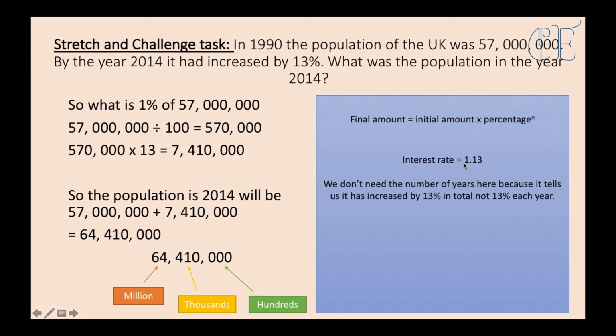Okay, so the interest rate would be 1.13, because you want the amount that we had in the beginning plus the 13%. And then we don't need the number of years here because it tells us it's increased by 13% in total, not 13% each year. So we don't actually need to use the n section, which is good. So the final amount would be 57 million times 1.13, and that gives us a final answer of 64,410,000. And as you can see, it's the same answer, but it was only one quick multiplication instead of doing all of this working out. Okay, so it's just easier.